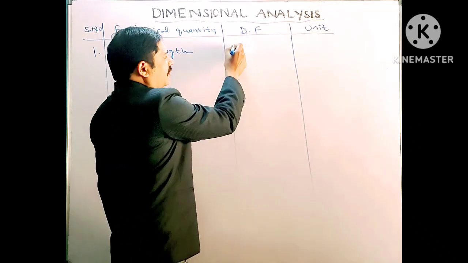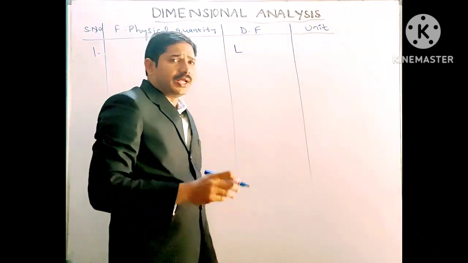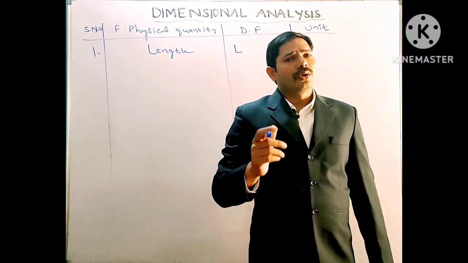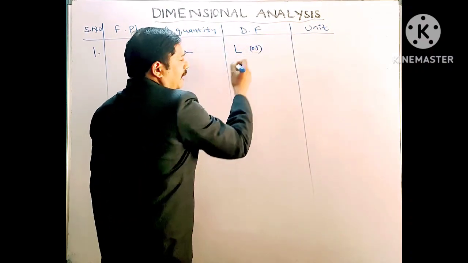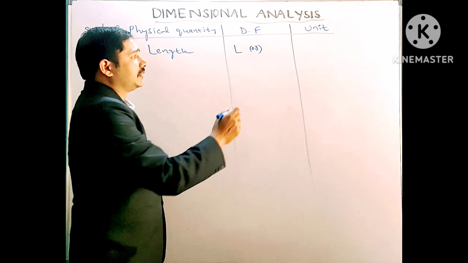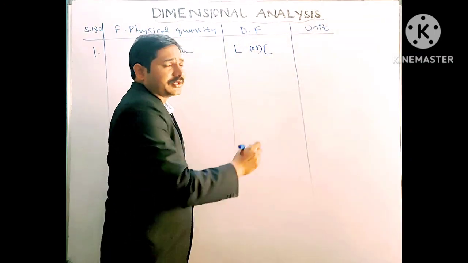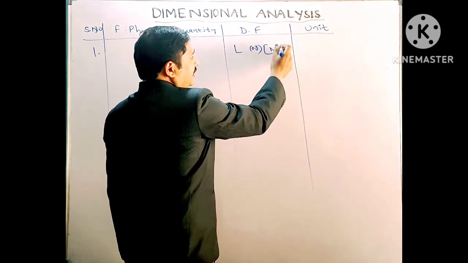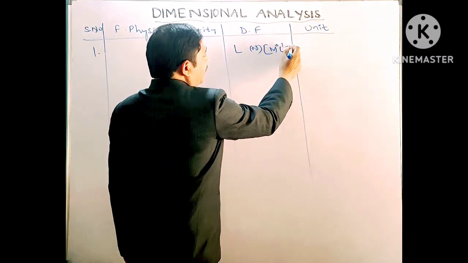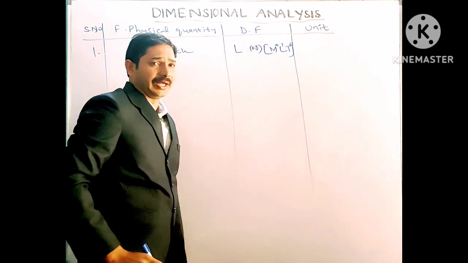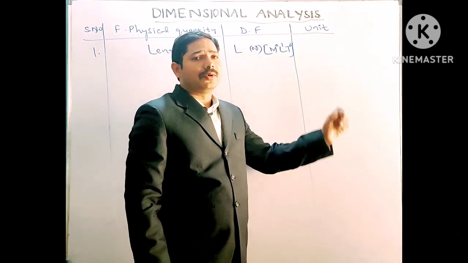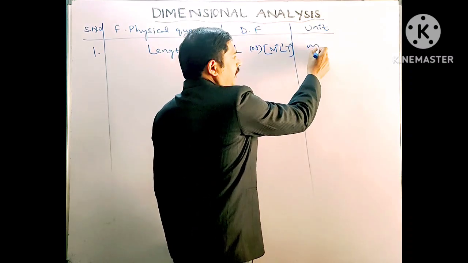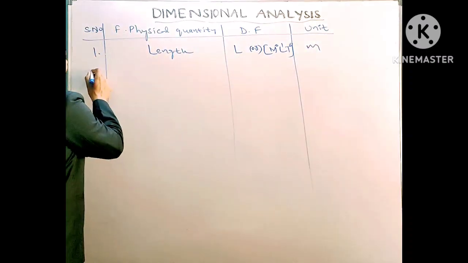Length dimension formula is what? L. This is only a single letter L, so we can't say this is a formula. So how to write the formula? In terms of 3 physical quantities we have to write M L T. Here M is not there, so that's why I am writing M power 0. Here L is there, L power nothing means how much? 1, and T is not there, so T power 0. After writing this formula I am closing with square brackets. Length unit in SI is what? Meter.